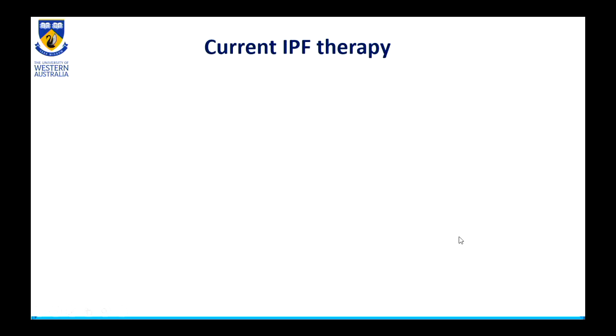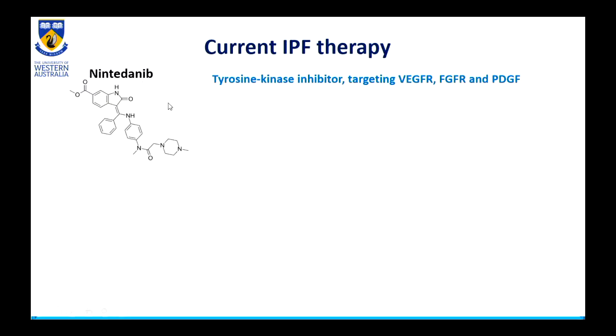So what about current IPF treatments? Well, nintedanib is a tyrosine kinase inhibitor. It targets things such as vascular endothelial growth factor receptor, FGF, so fibroblast growth factor, and platelet-derived growth factor, the receptors and on the molecules themselves. So it basically blocks signaling of these molecules. It slows the decrease in forced vital capacity.